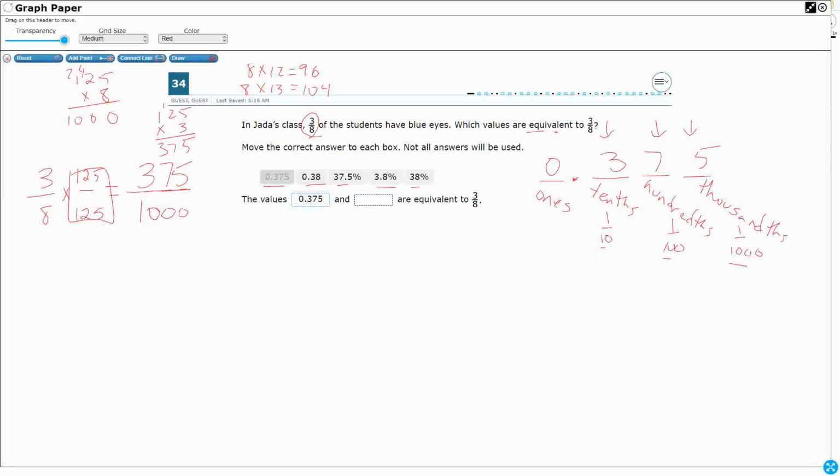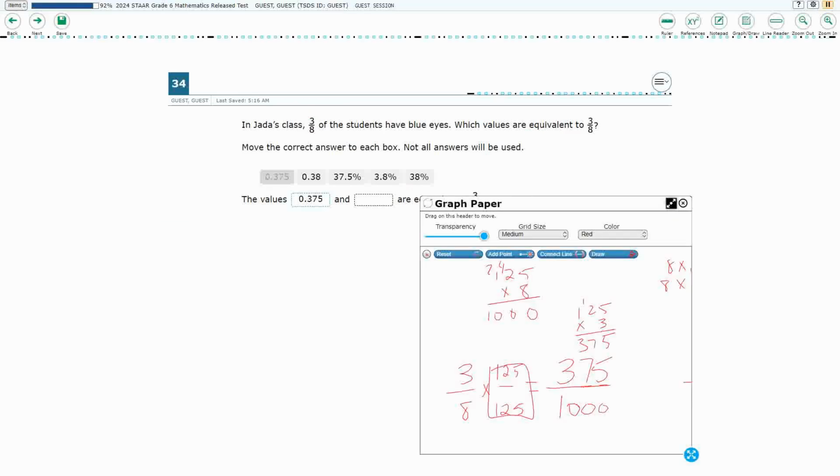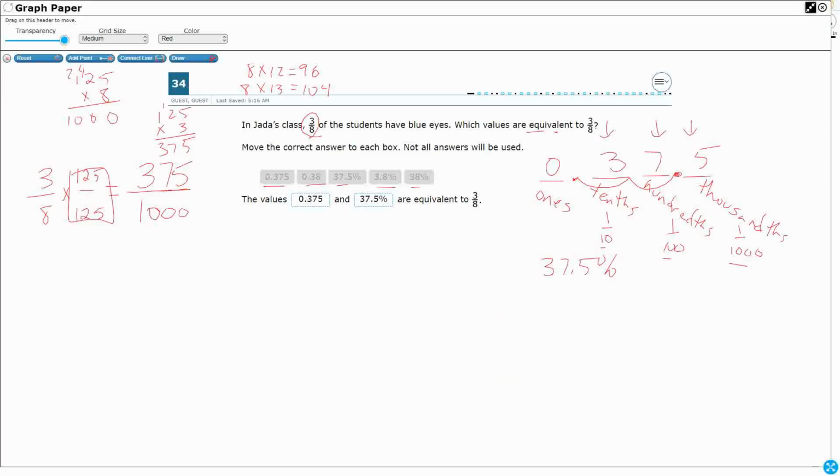Three of the remaining options are percents, and the last one is a decimal, and I know it's not going to be the decimal, so how do I change that to a percent? Well, once you get there, you can move the decimal over twice. Really, you're multiplying by 100 because it needs to be out of 100, and that's going to be 37.5 or 37 and 5/10%. Now, you can put those in either order.